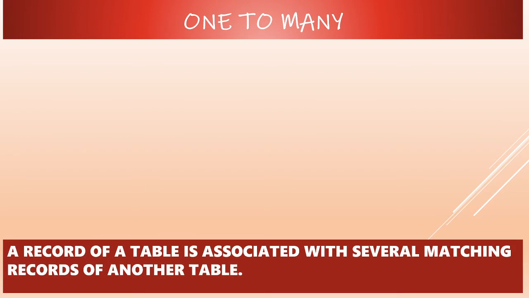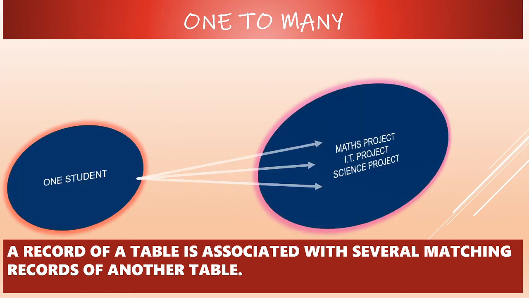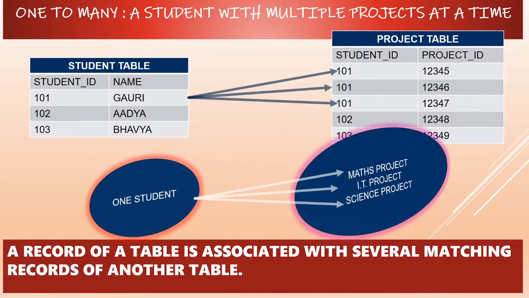Now we will begin the next relationship, that is one-to-many. In this kind of relationship, a record of a table is associated with several matching records of another table. For example, one student can have multiple projects in various subjects, so the maths project, IT project, or the science project. Now let's take an example. In a one-to-many relationship, a student is associated with multiple projects at a time.